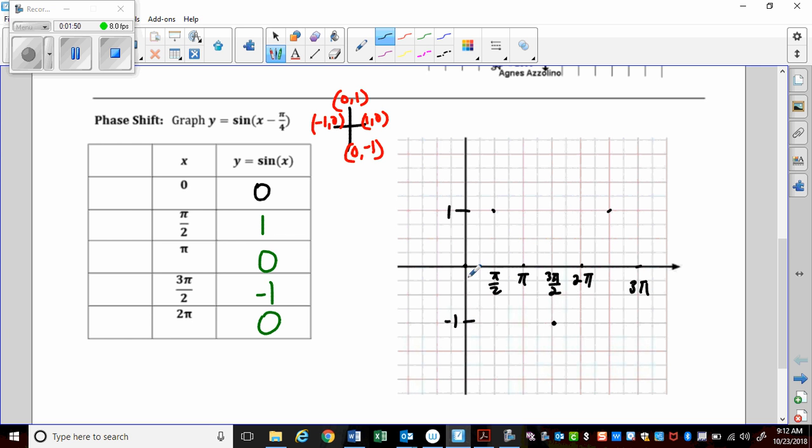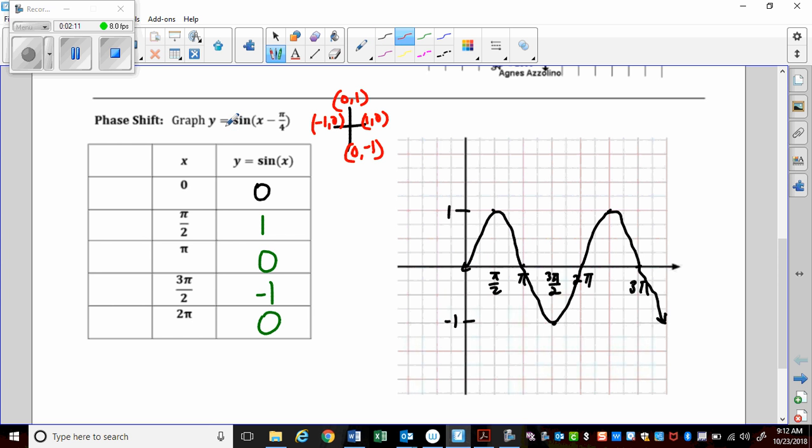I'm going to connect the dots. Try to make it curved. These are not absolute value signs. This is a sine wave. These waves are curved, and it would keep going. So put a little arrow at the ends.